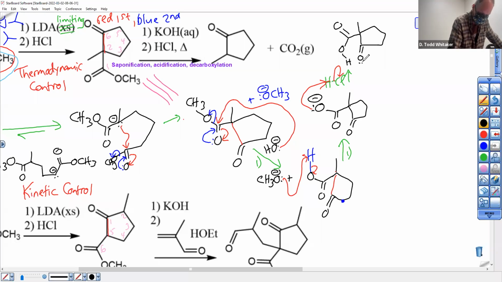Because it's time for decarboxylation. I don't think I need that lone pair either. Doesn't go that way. Pi grabs H. Sigma becomes pi. CO2 is liberated. You have a molecule that looks like this. And I'm going to do a flip on it. I hope you guys don't flip out on me.